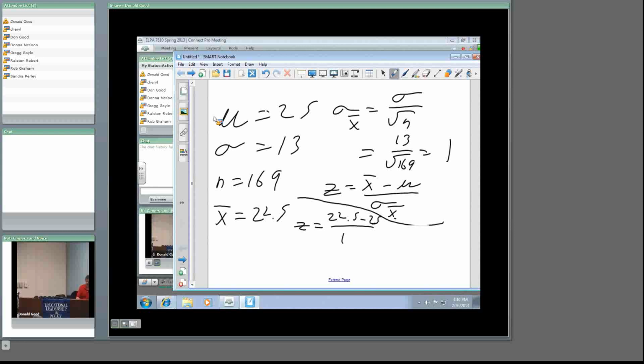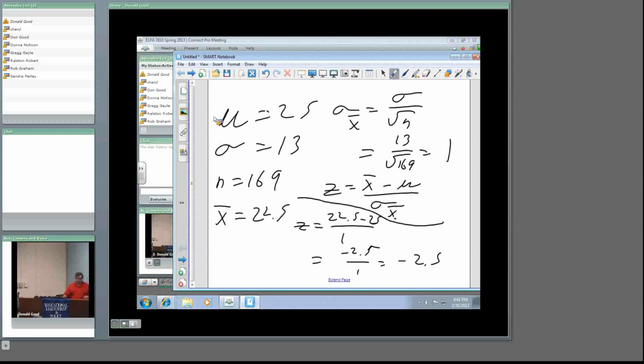22.5 minus 25 is negative 2.5, which means that's 2.5 minutes in this case below the national average. So 2.5 divided by 1 is negative 2.5. Okay, so we get a Z value of negative 2.5. What does that mean? To what do we compare the 2.5 to? The statement was made that that's compared to the average commute time of all workers. But we already know that. We've already taken that into consideration.